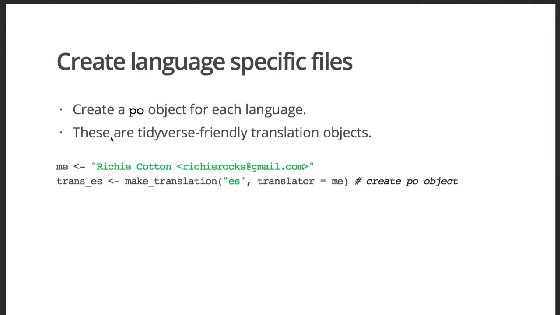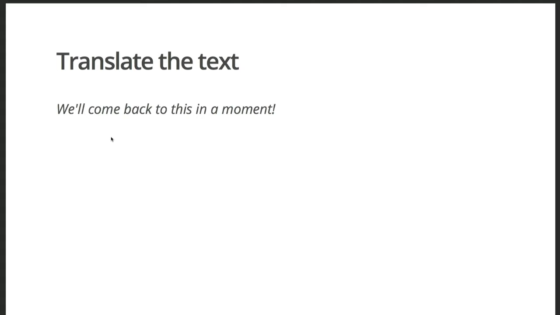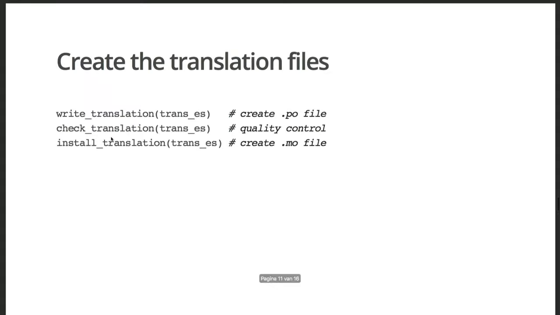The next step, you create language-specific objects. For each language, you call make translation. ES is Spanish, it's just the ISO code for Spanish. So this will create a PO object, the details of which you don't really need to worry about, but it's all tidyverse friendly, lots of tibbles everywhere. So far we've done use localization, make translation. At the moment, this PO object doesn't contain the translated string, so nothing in a new language. That's kind of the hard part, so I'm going to come back to that in a moment.